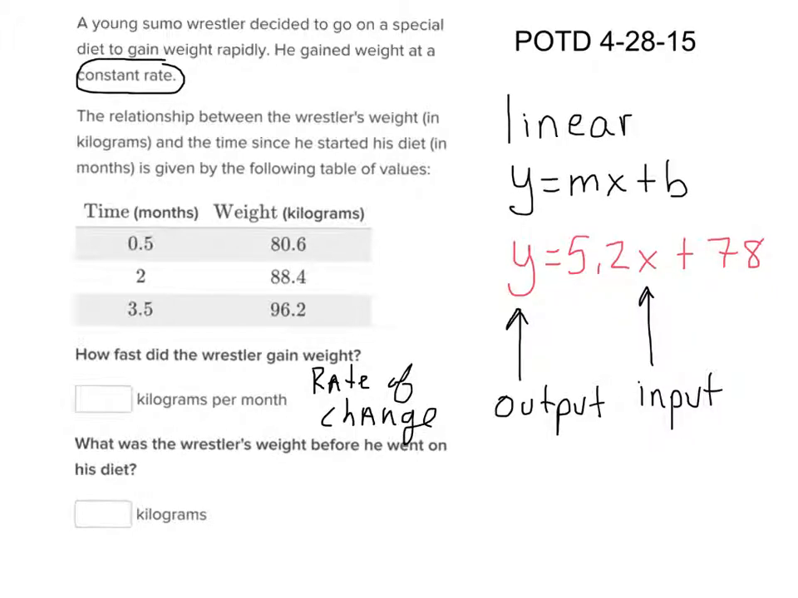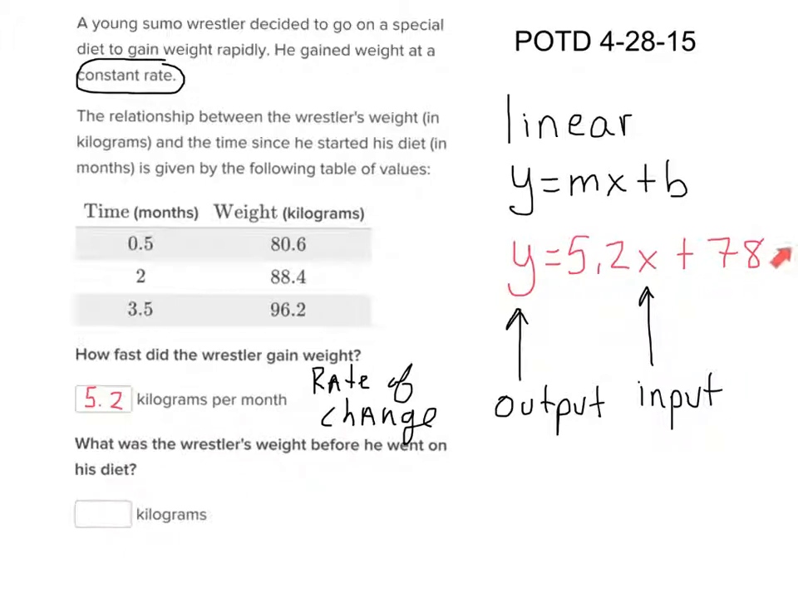Isn't that what they're asking? And so the rate of change of his weight is 5.2, isn't it? But what does that mean? 5.2 what? Kilograms per month. Good. So he is gaining 5.2 kilograms per month, right? A rate is going to be like miles per hour, kilograms per month.